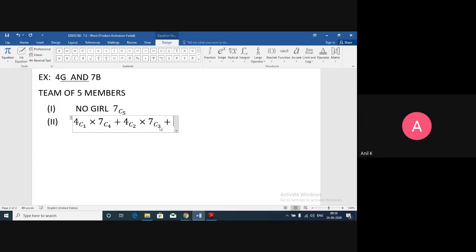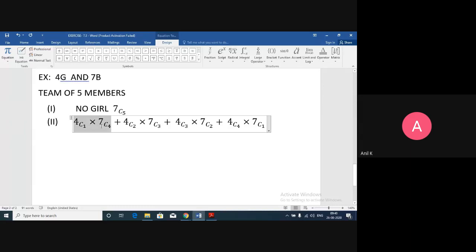Then I'll go for another case. One girl, 2 girls. Then I'll go here for 3 girls. If there are 3 girls, then there will be 2 boys. Plus, the total I have to maintain still 5 only. Plus, then I'll go for 4 girls and 1 boy. If there are 4 girls, I can have only 1 boy. That's it. Is there any other possibility?